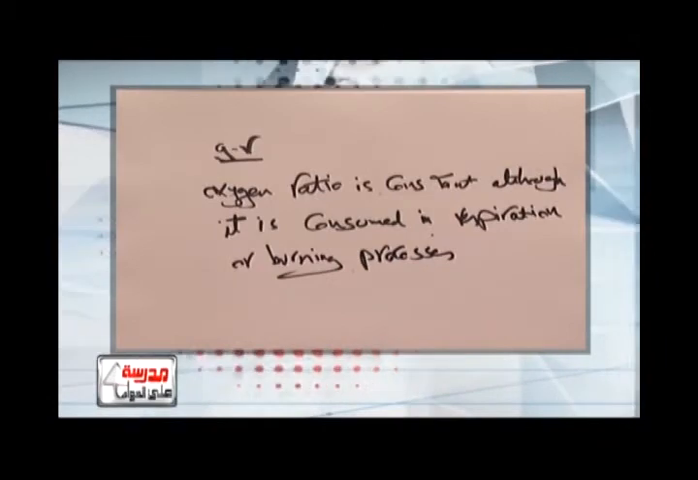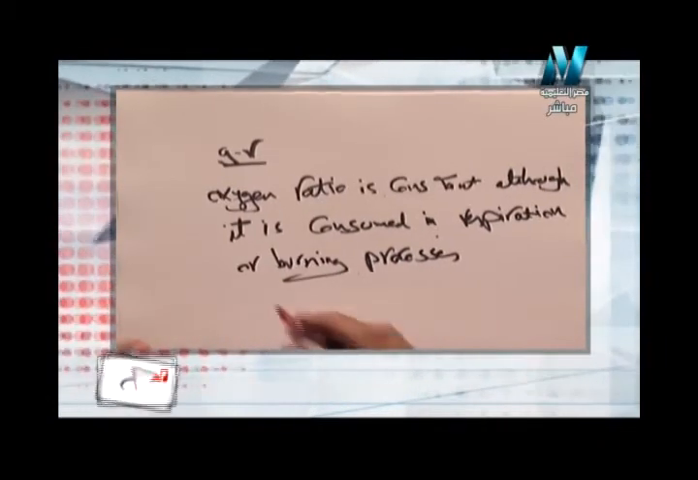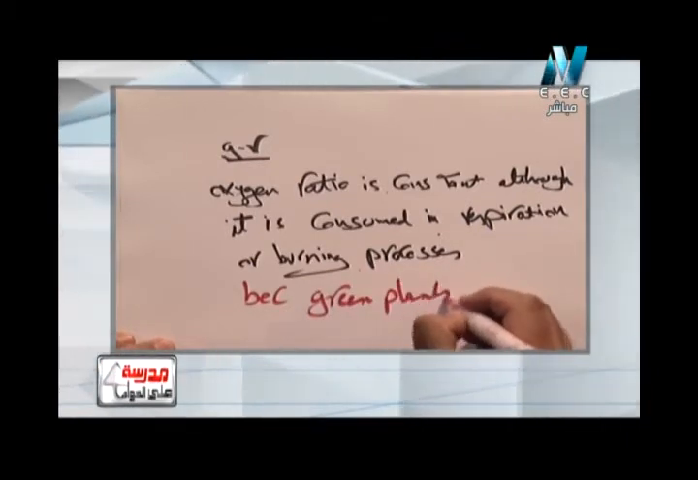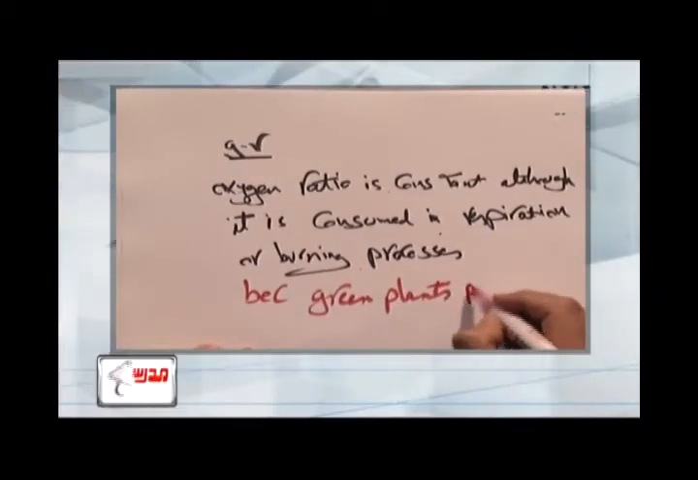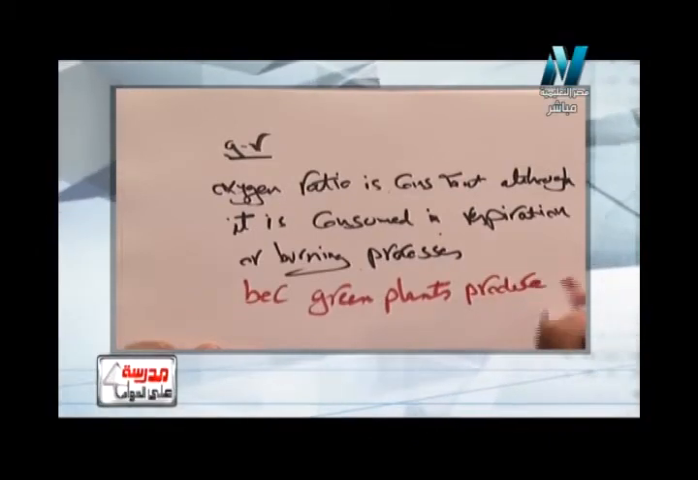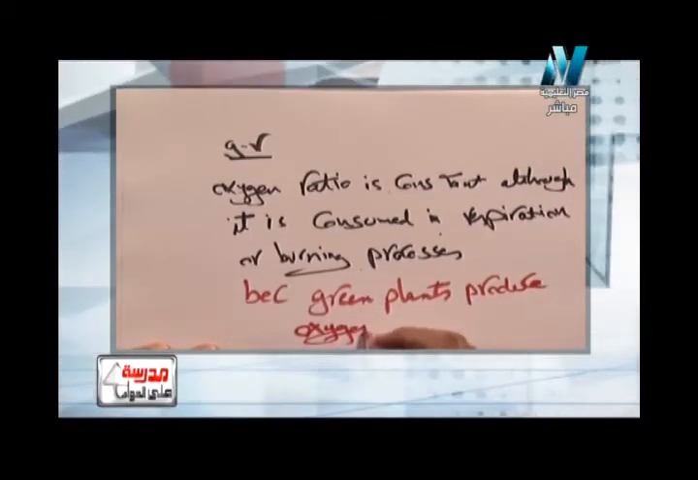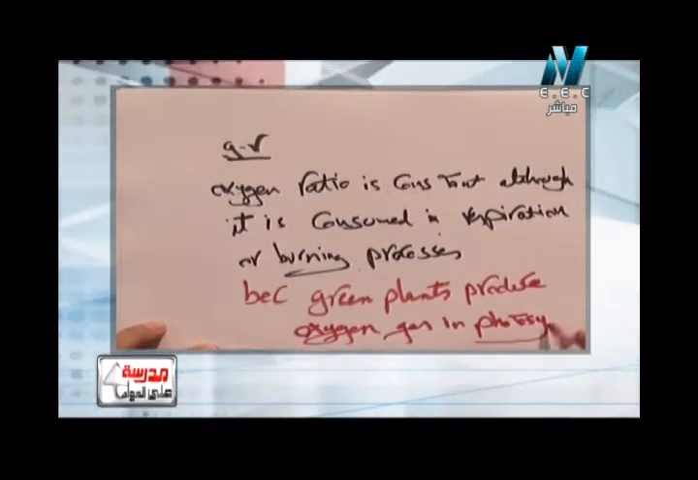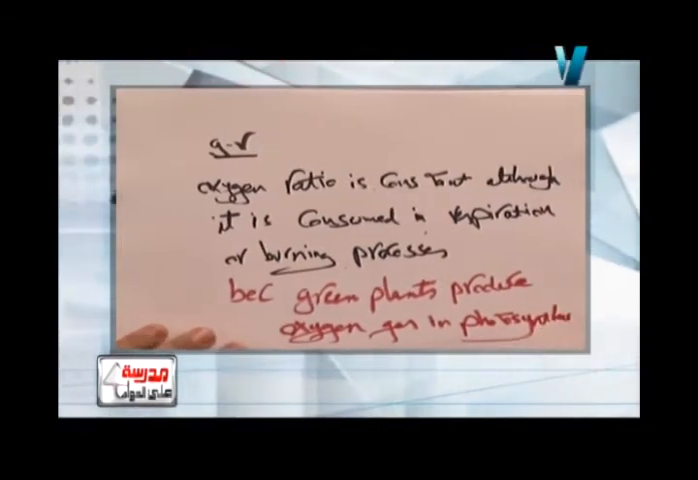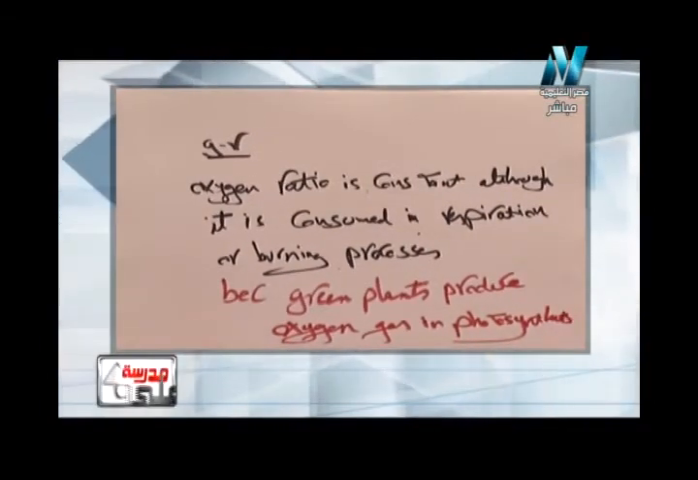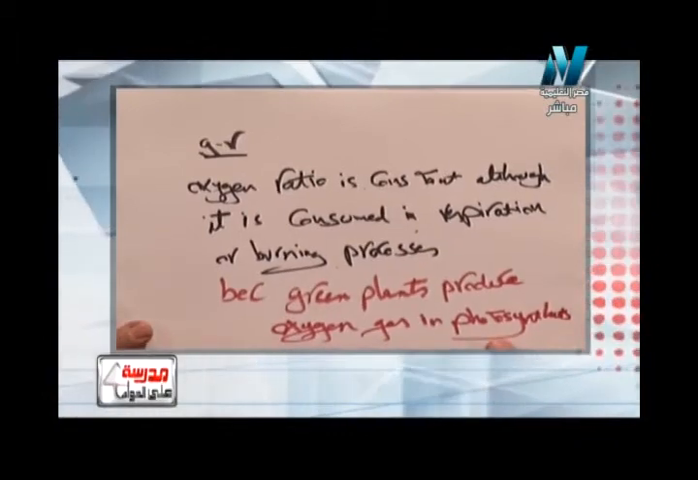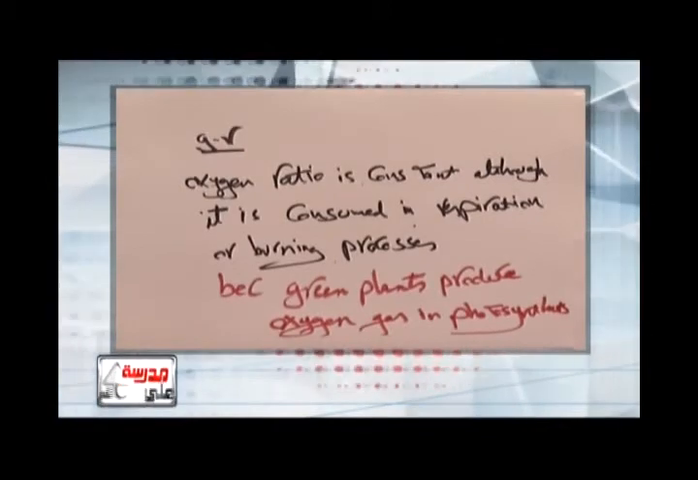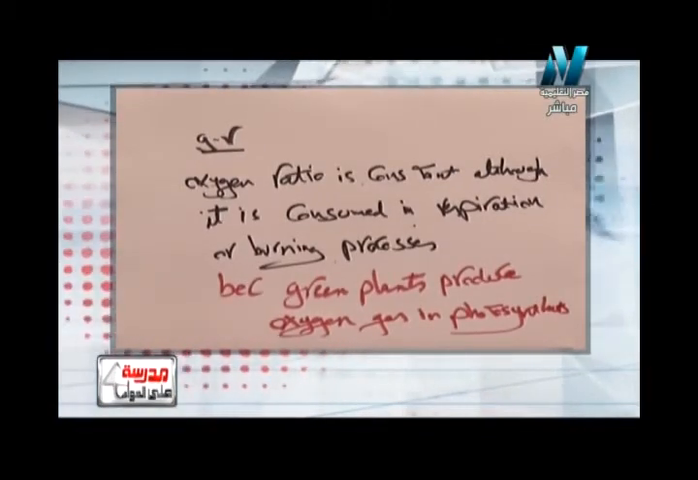So the answer will be very simple and easy: because green plants produce oxygen gas in the photosynthesis process. It is a very important process that we studied before more than once in Primary 4 and Primary 5. Photosynthesis is a very important process by which the plant produces oxygen gas. That is why plants are very important in our lives. Please, we must take care of plants.